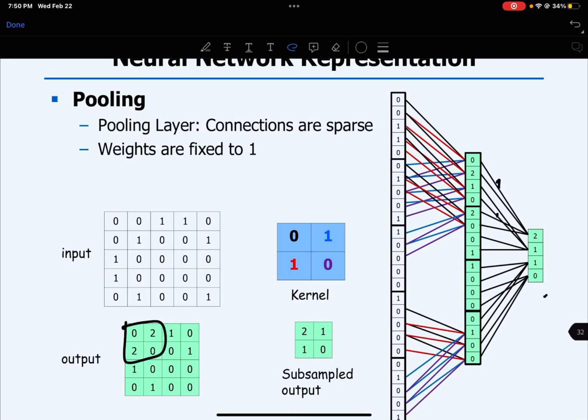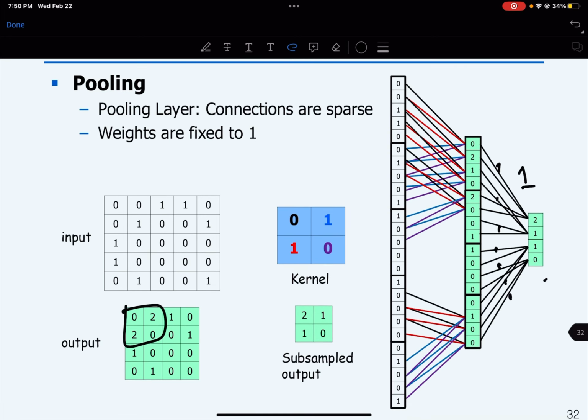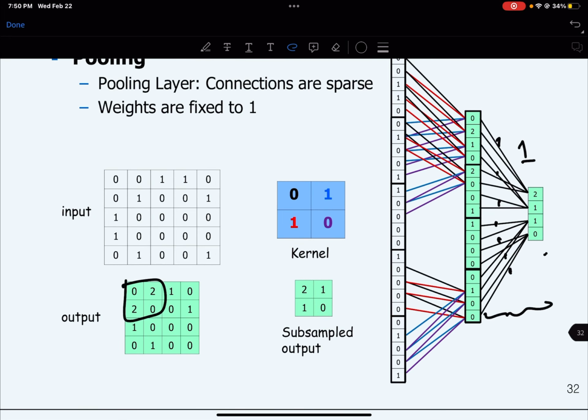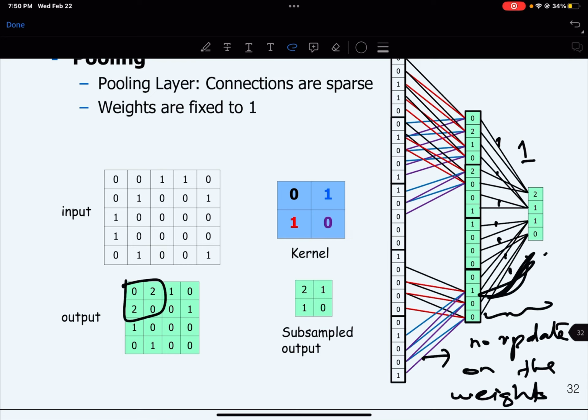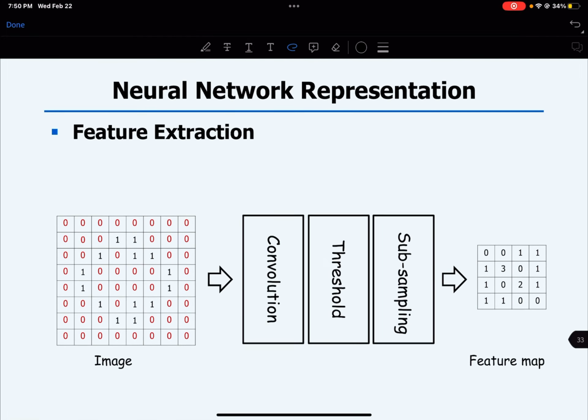And so we don't apply any weights on this layer. All the weights are fixed to 1. So there is no weight update, no update on your weights when you are doing the pooling. So when we are learning the parameters, at this point there will be no update on your weights.